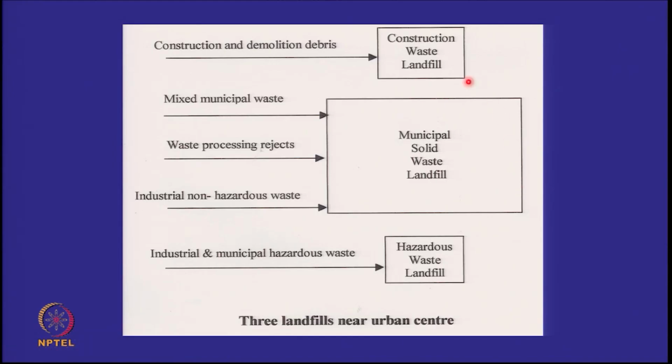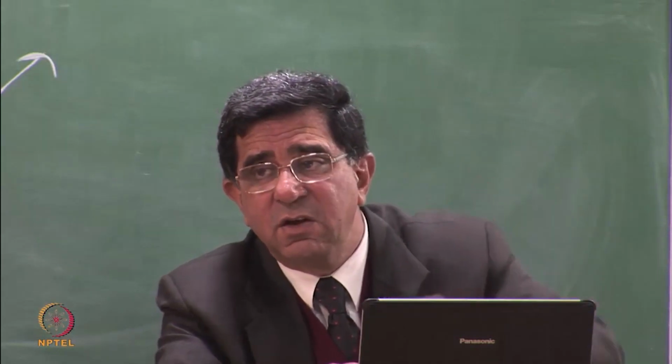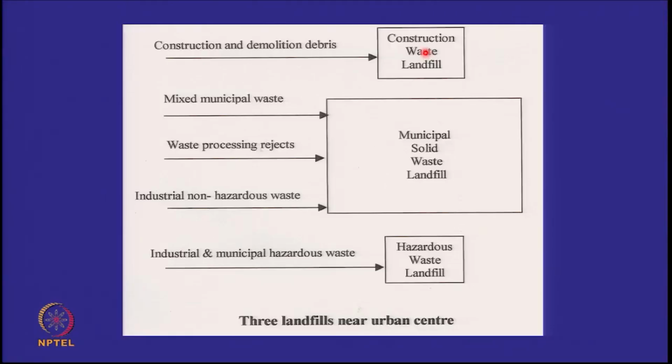You can have one landfill for municipal solid waste, which gets the mixed municipal waste, the waste processing rejects, even the industrial non-hazardous waste will come here. Because if you send the industrial non-hazardous waste into hazardous waste landfill, it's very expensive. The hazardous waste landfill has got more stringent measures for environmental protection. So C&D waste can go to a separate landfill, and hazardous waste can go to a separate landfill.